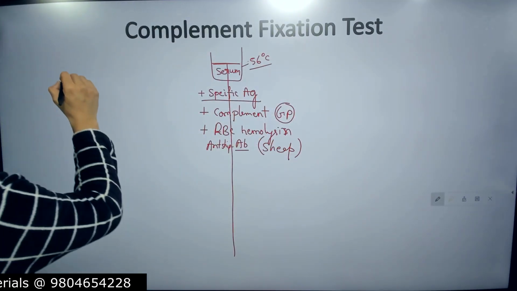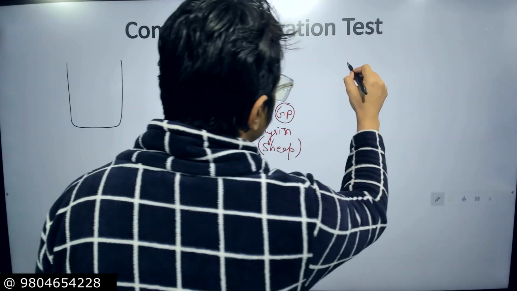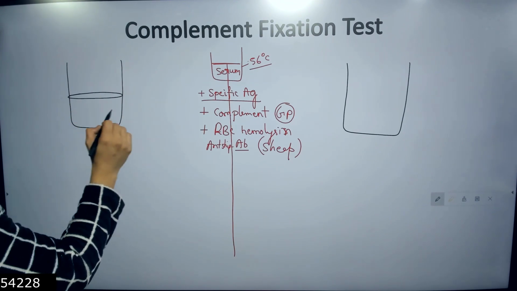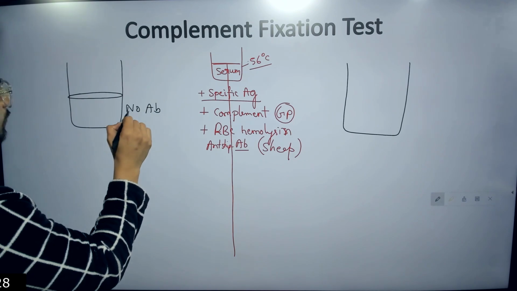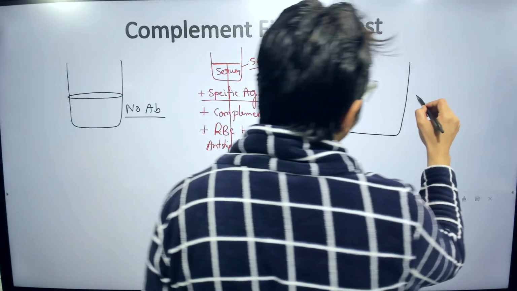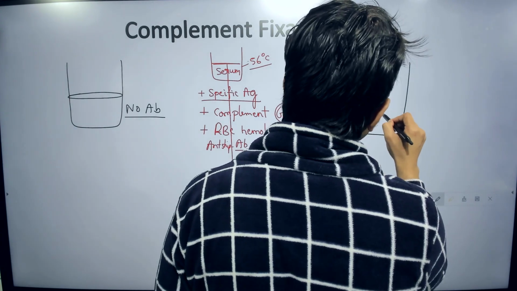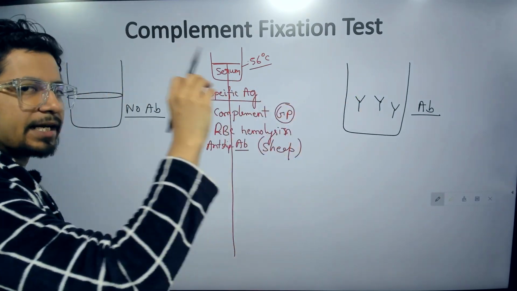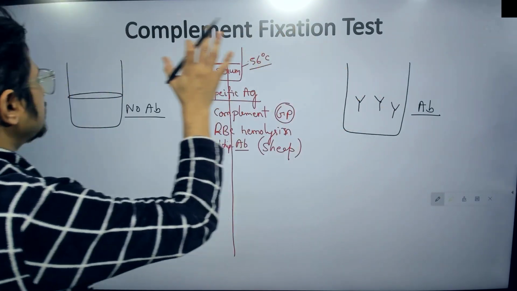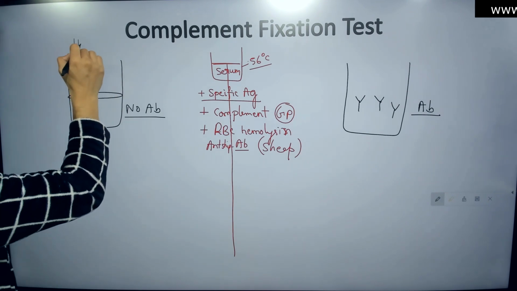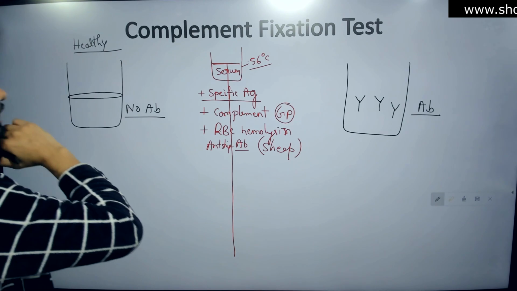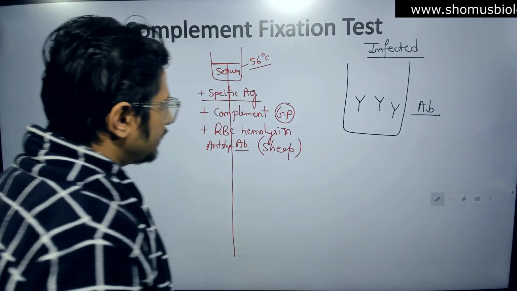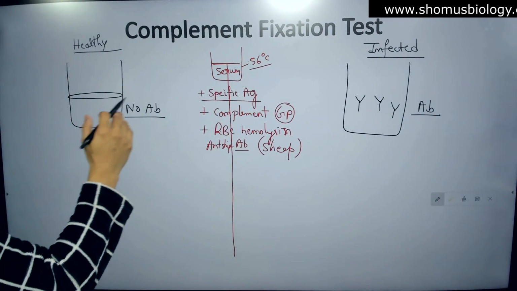Let's look at what happens in two separate tubes. In one tube, the patient sample has no antibody, and in the other there is antibody, which means the patient is actually infected. This is the healthy patient, and this is the infected patient. Next, we add antigen.